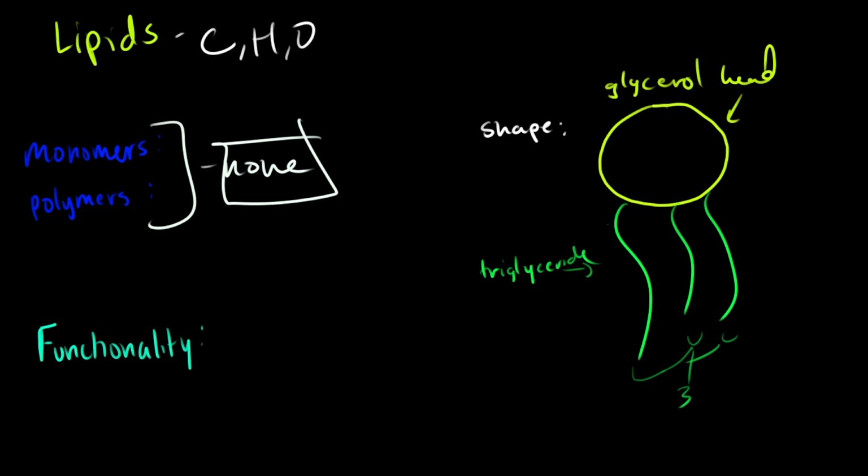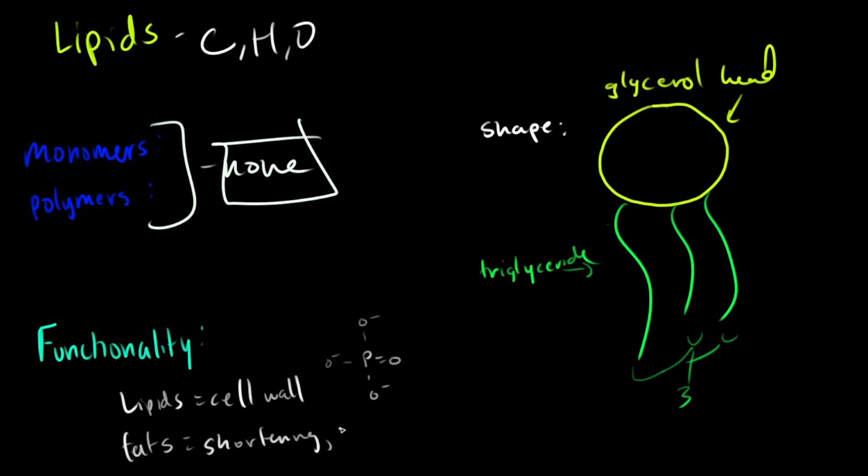And the functionality is also quite wide range. From what we know about the cell, lipids make up the cell wall in what we call phospholipids, which simply contain a phosphate group, which looks something to the likings of this. A phosphate group, and that's at the head of the lipid itself, but it also makes up fats, such as shortening and other things like butter.